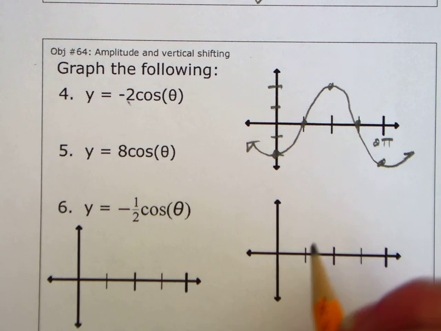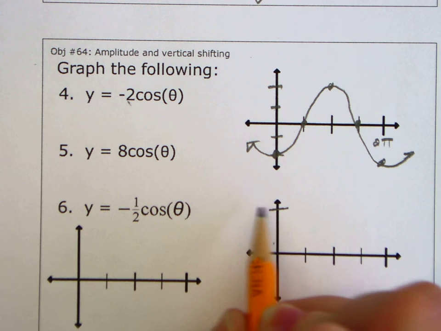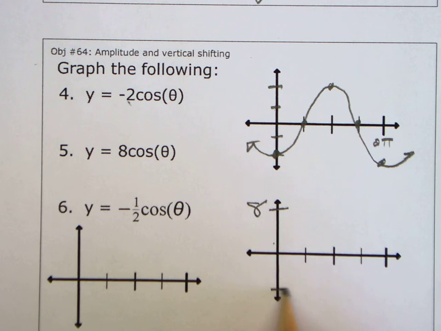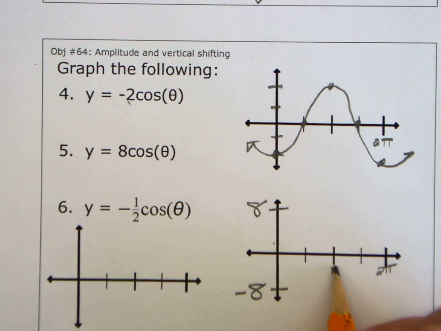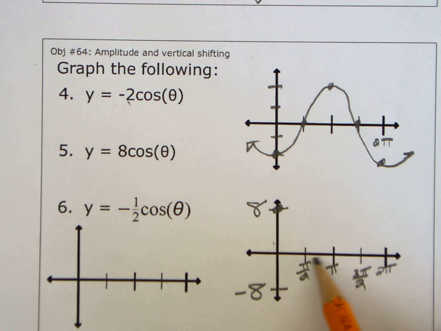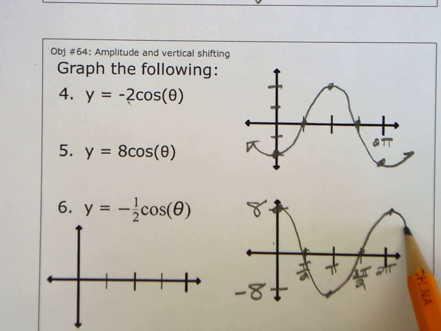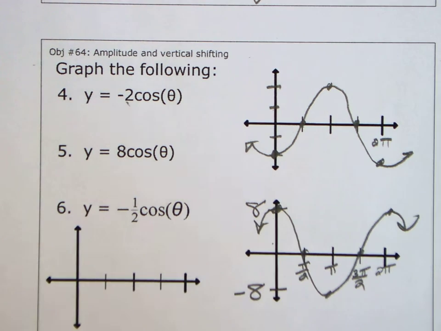Number 5, 8 cosine theta. So this one's going to go up to 8. And I'm going to be super lazy, and I'm just going to draw a dash and make it 8. And that's what I like about these. We can be lazy if we want. 2 pi, pi, pi over 2. It's good to write these just to get used to them. Again, where does cosine start? It starts up, and then it goes down, down, up, up. Again, makes that V, and then draw your curve. It's U-shaped.